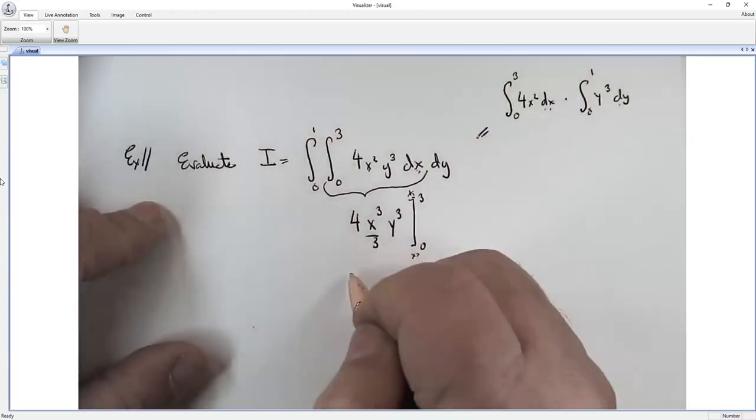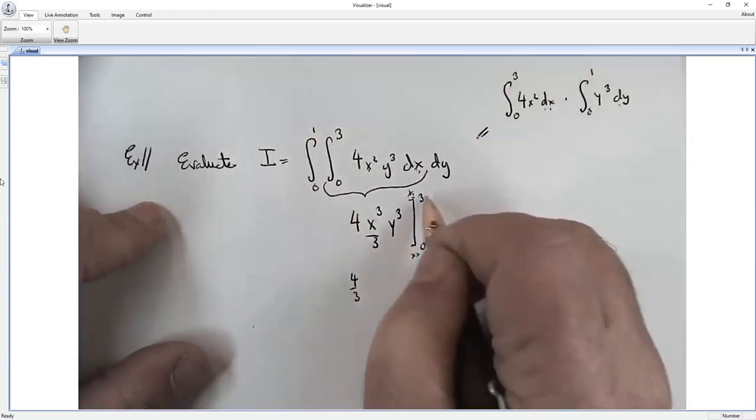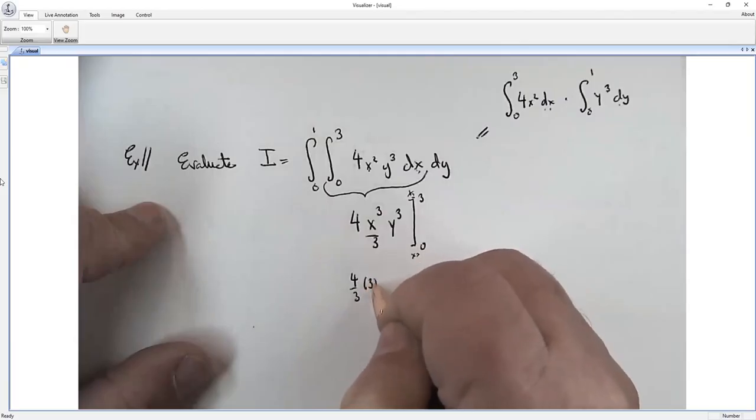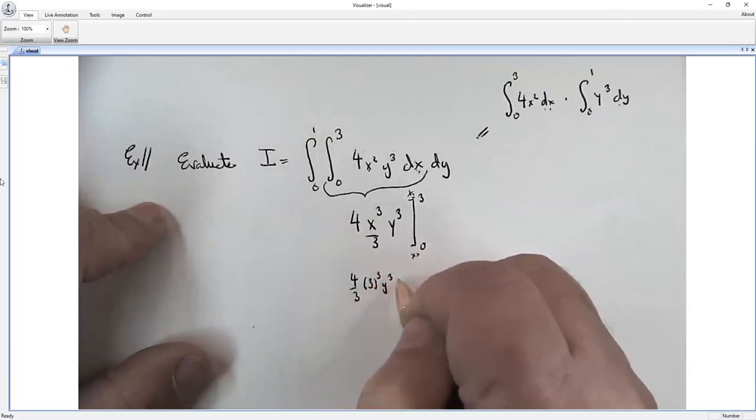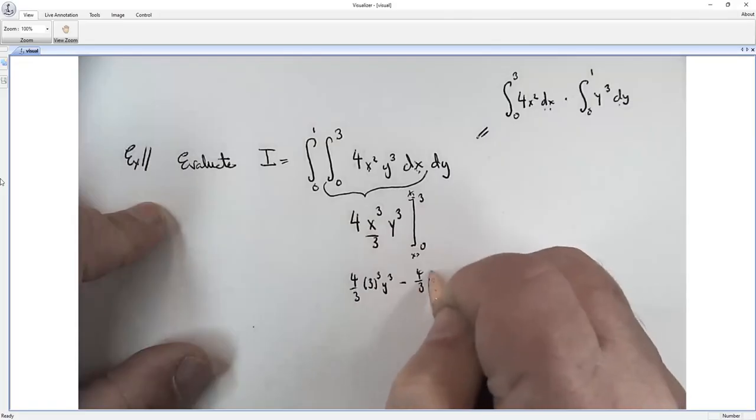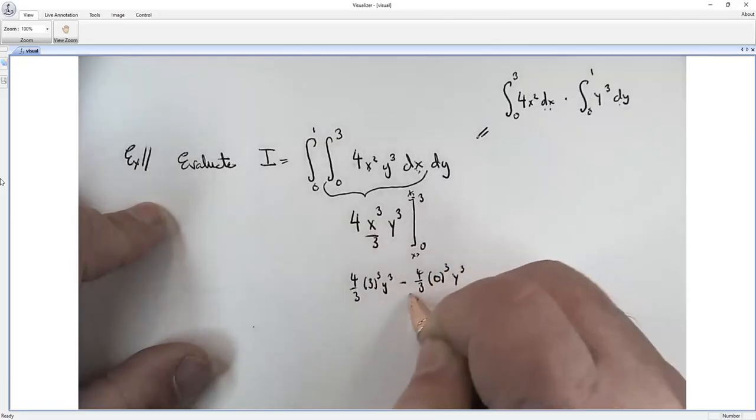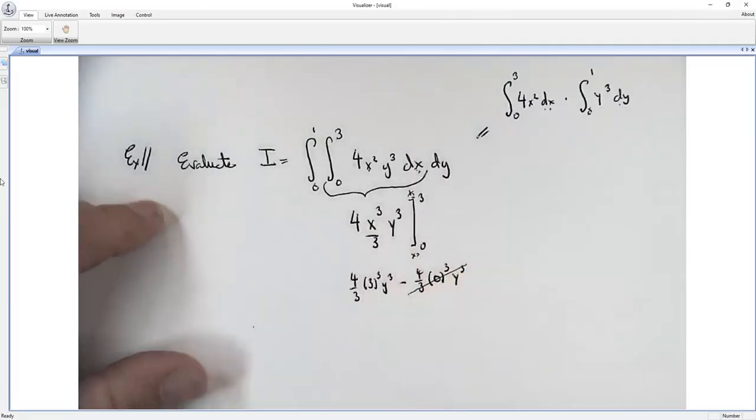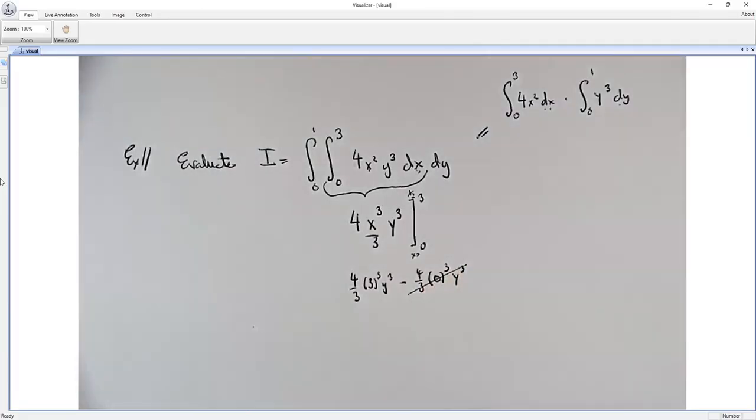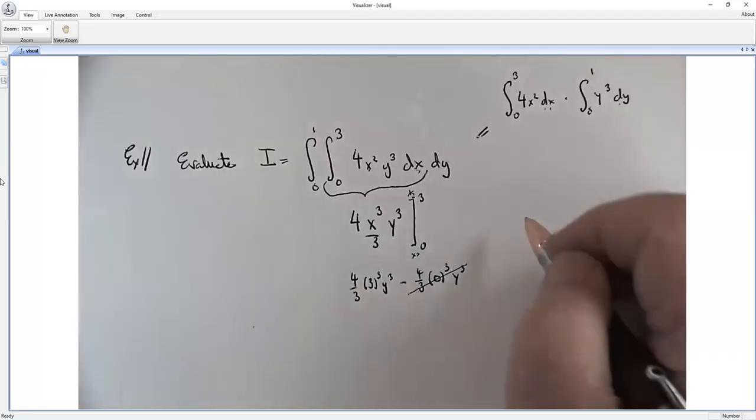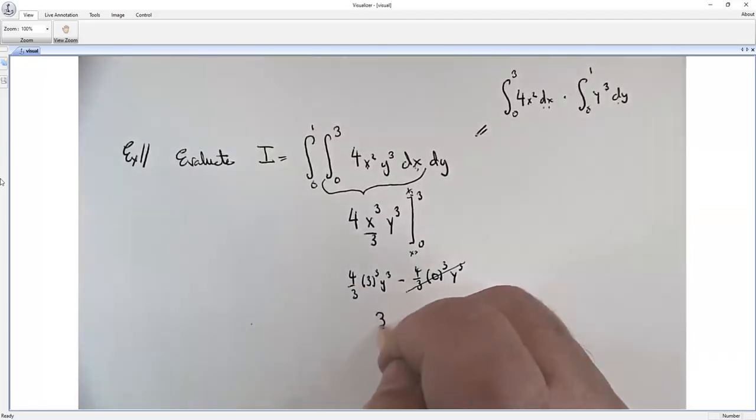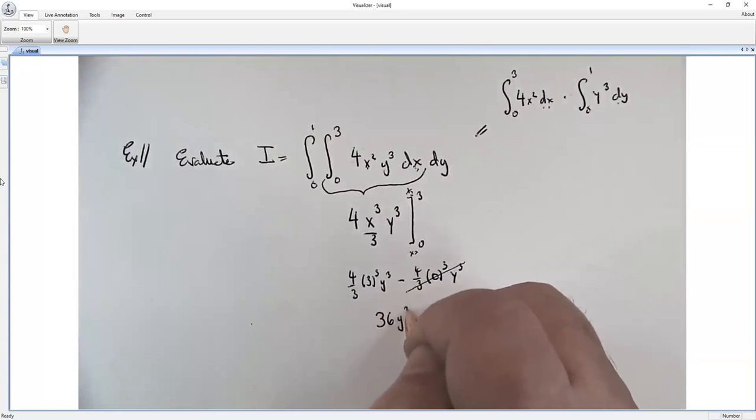Plug in top minus plug in bottom. So this is 4/3. Plug in x is 3. That would be 3 cubed times y cubed, minus 4/3 times x is 0 cubed times y cubed. Because x was 0 being multiplied, that part goes away. 3 cubed, I believe, is 27. Divided by 3 is 9, times 4 is 36. So this turns into 36 y cubed.